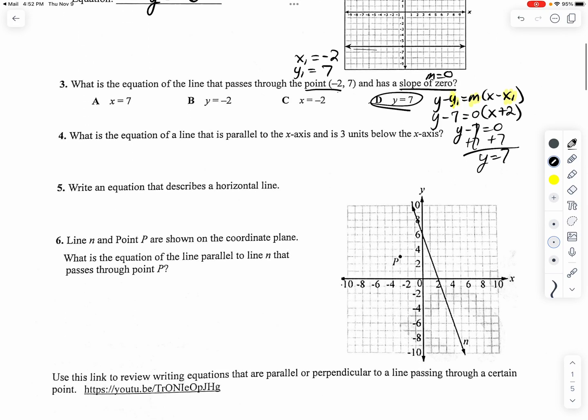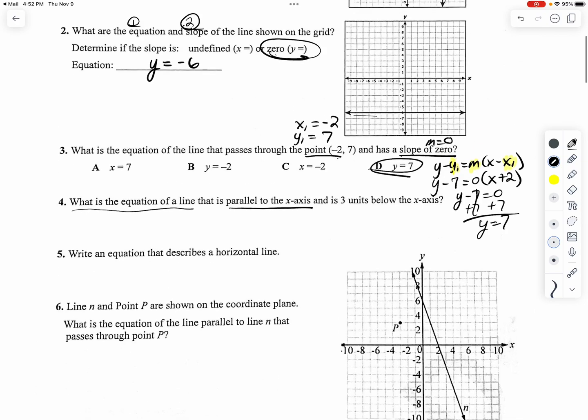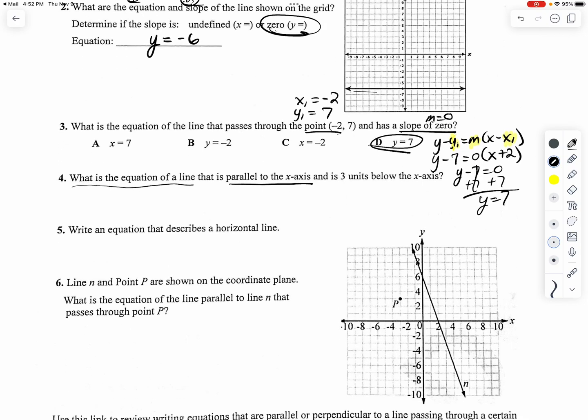I would be using different color pencils, but I don't have the time, so here we go. Number 4 says, what is the equation of a line that is parallel to the x-axis? So that's important. That's telling us something about the slope. It's also telling us something about the equation, same as we did before. And it's 3 units below the x-axis.